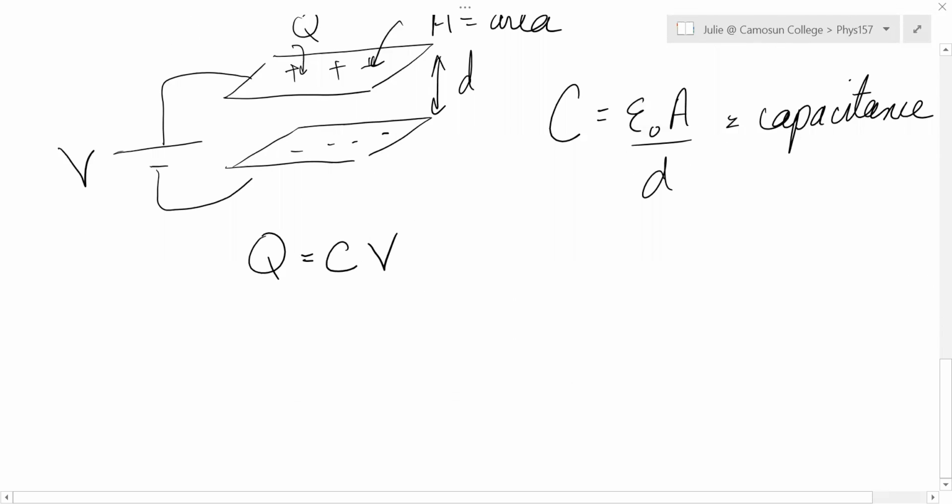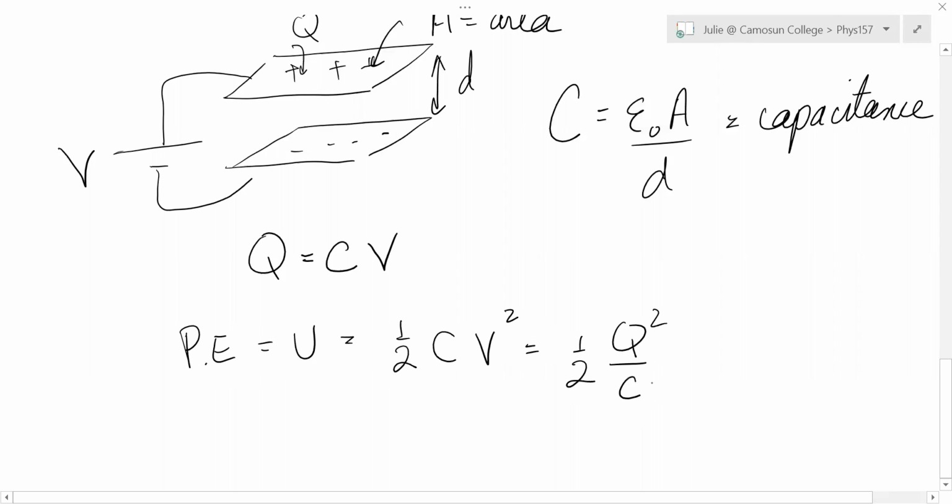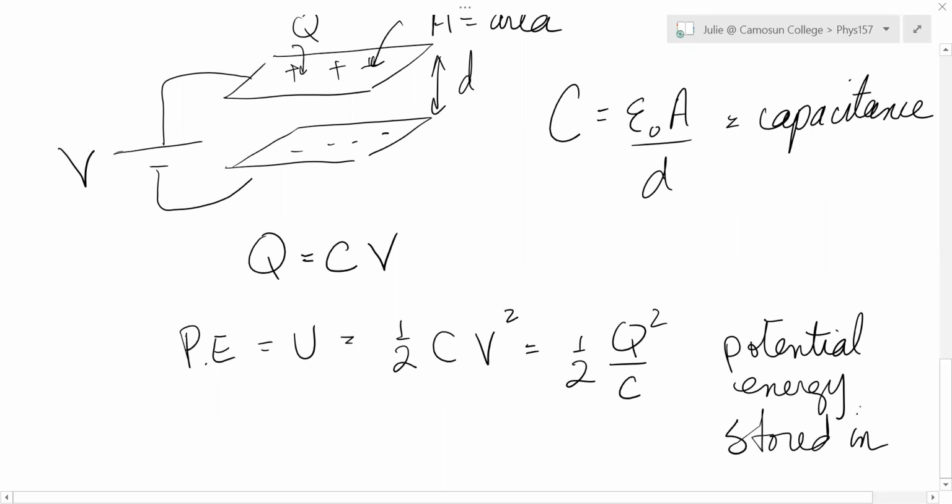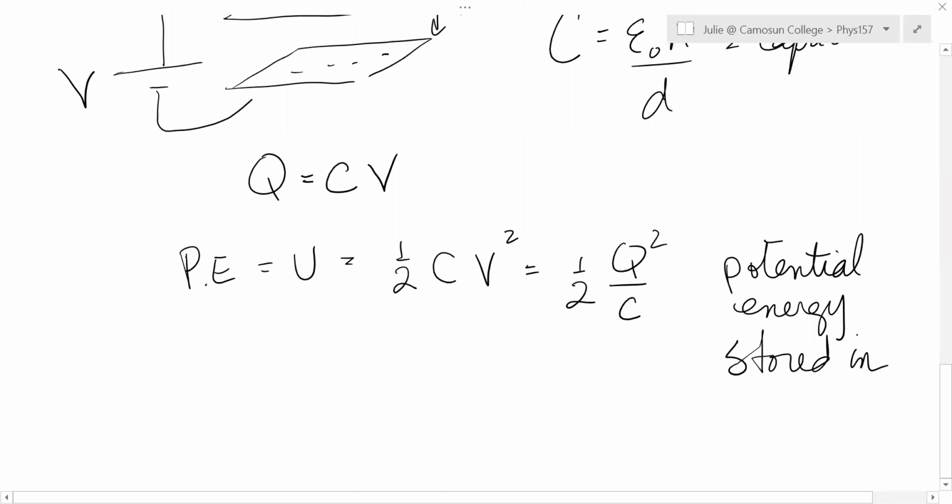Now, it also stores energy. So the electric potential energy stored by a capacitor, your book calls it U, is 1/2 CV squared, or 1/2 Q squared over C if you use the relationship Q is CV. Okay, so this is the potential energy stored in a capacitor. And you know it's stored because if you pick up a charged capacitor, you're going to get a shock. And that's where the energy goes, into your hand, stored in the capacitor.